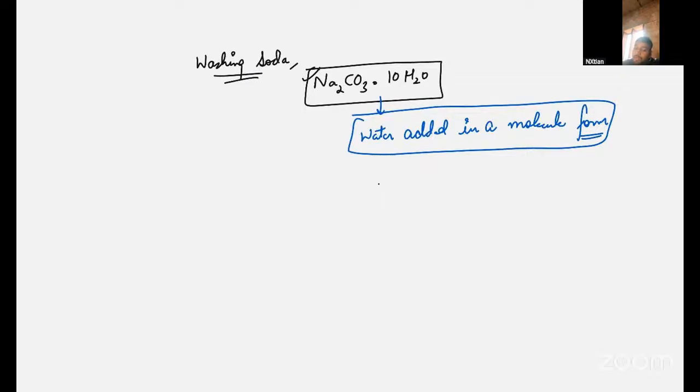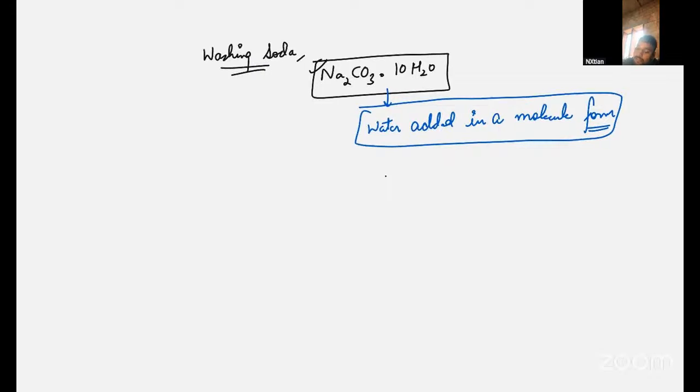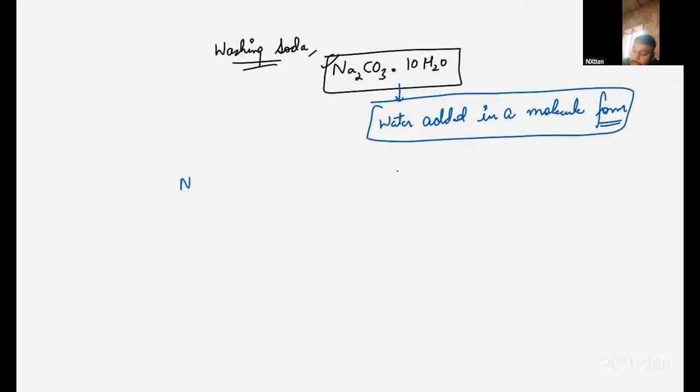Okay, so how will we make it? We know that NaHCO3, which is baking soda or baking powder, when you heat it, then what will happen? The sodium carbonate will form and carbon dioxide will be released. Yesterday we learned this thing. This is the symbol of heat. Yesterday we learned that baking soda, when you heat it, carbon dioxide will be released.